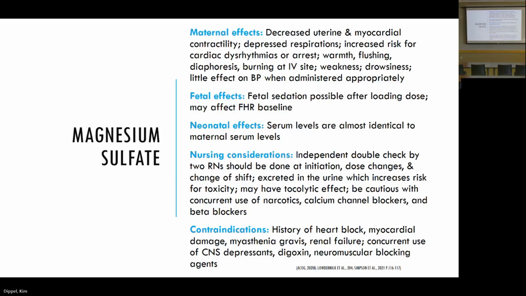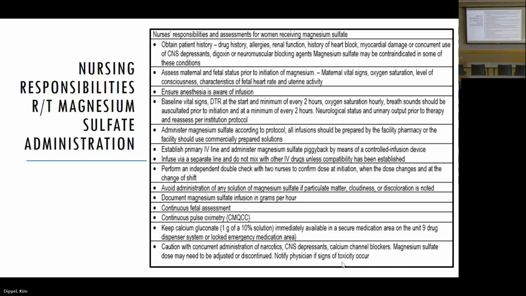It is excreted in the urine, which increases the risk for toxicity if they have decreased renal function. It may have a tocolytic effect, so be cautious with use of narcotics or, like we said, nifedipine or any kind of beta blockers. If they have a history of heart block, myocardial damage, myasthenia gravis, renal failure, current use of CNS depressant, digoxin, neurological, neuromuscular blocking agents. So I'm not going to read all these nursing responsibilities.